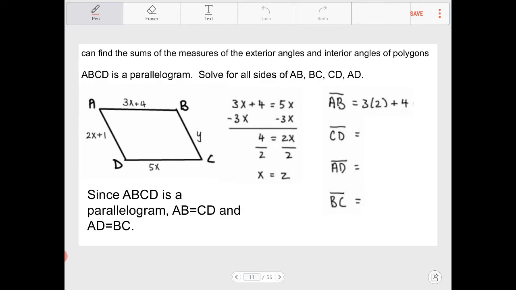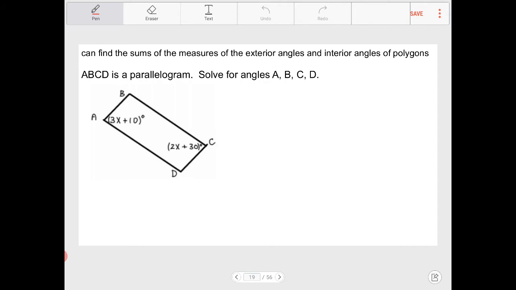AB therefore is equal to 10. CD, therefore, is also equal to 10. AD is equal to 2 times 2 plus 1, which is equal to 5. So therefore, BC, which is the letter y, should equal 5.